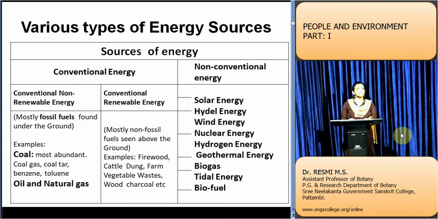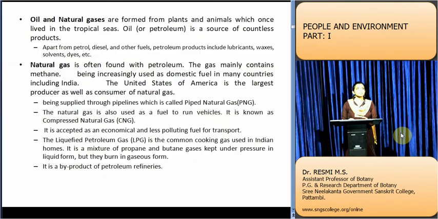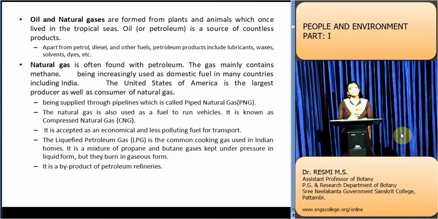The first one is conventional non-renewable energy, that is coal, oil and natural gas. Oil and natural gas, as I have already mentioned, we have obtained from plants and animals which lived in tropical areas such as in our climatic conditions. Natural gas is often found along with petroleum, and its main component is methane, which is increasingly used for domestic purposes in our countries, including India.